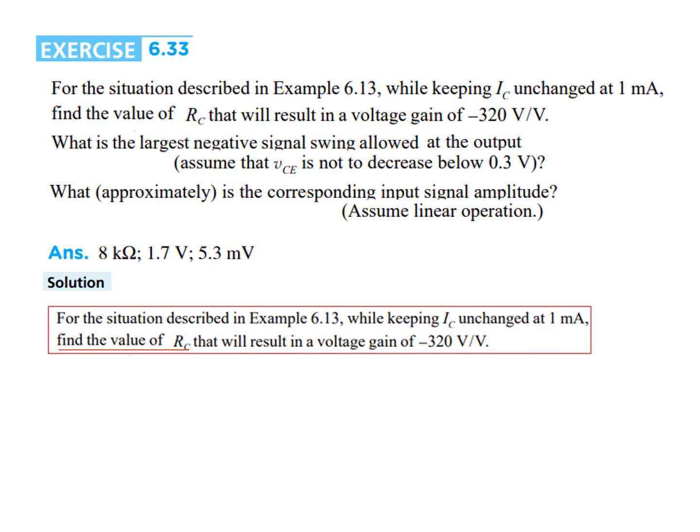Current is given, so we can use the magnification relation. AV is equal to minus IC RC over VT, and we have to find RC. IC is 1 milli, VT is 25, and AV is minus 320. So putting in all the values, RC is 8 kilo ohm. So when RC is 8 kilo ohm, we can get the gain of minus 320. So this is the first part of the question.